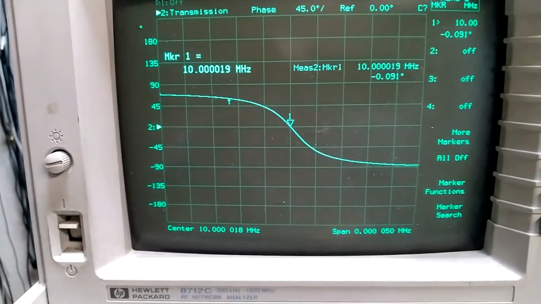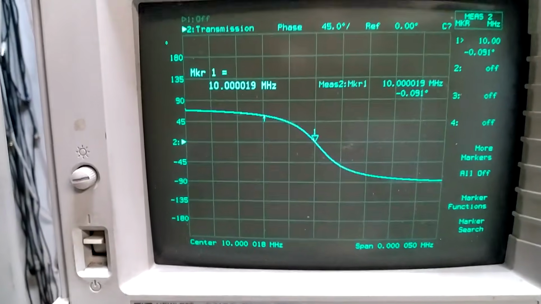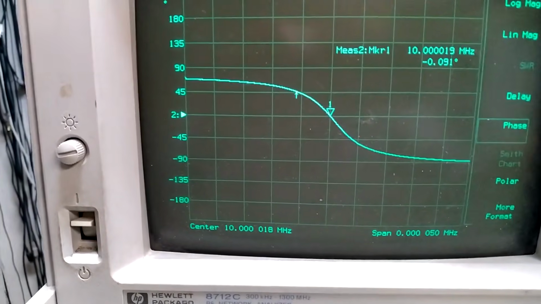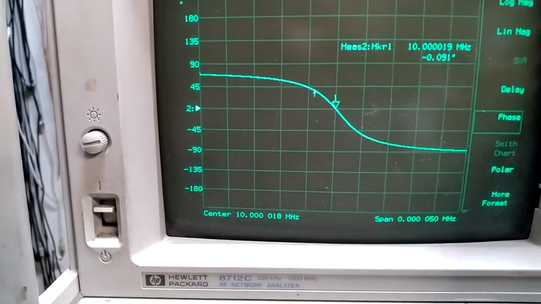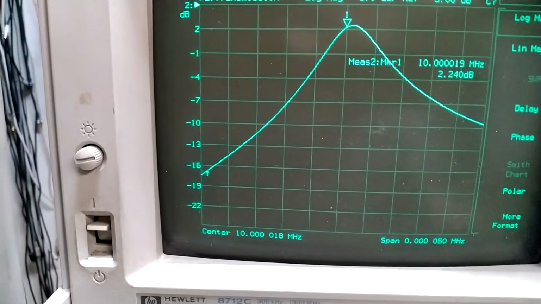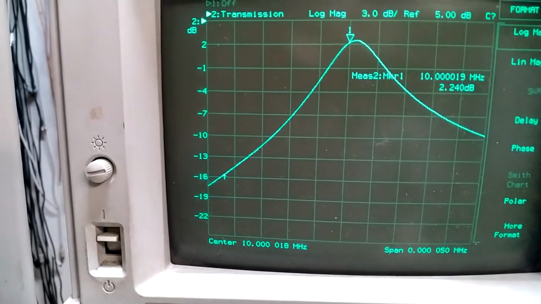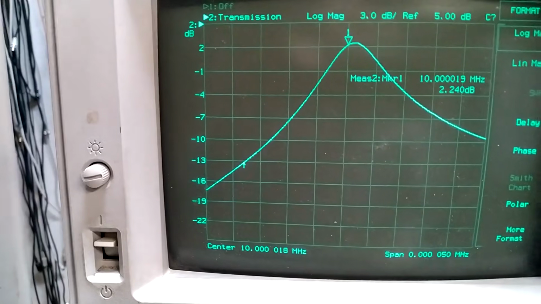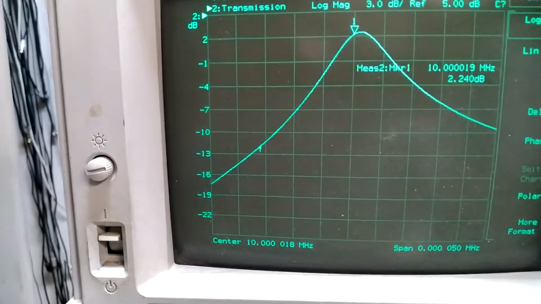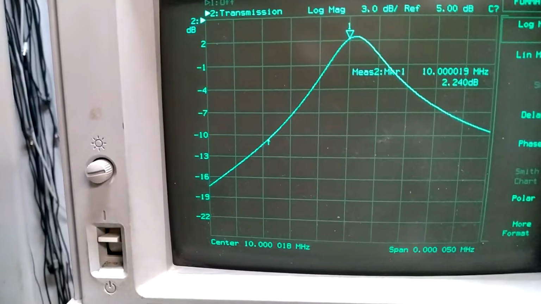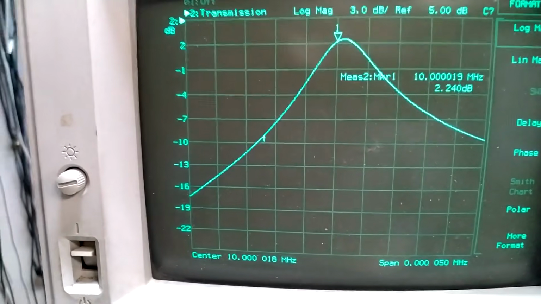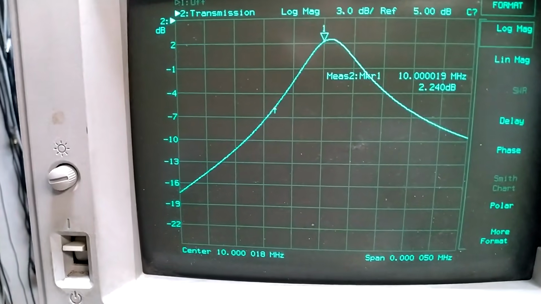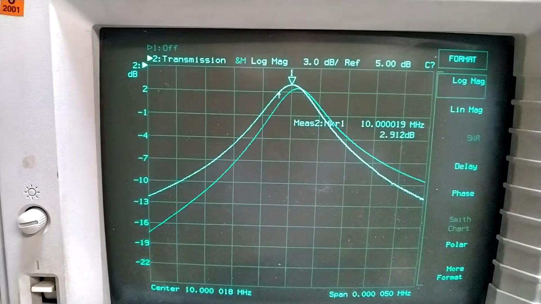So I look at the phase, I put the marker where the phase is 0, and then I look at the transmission, and you see it is not on the peak. There is a small error in the frequency. Maybe because I removed the transformer. I will put back the transformer and also put an adjustment for the phase.